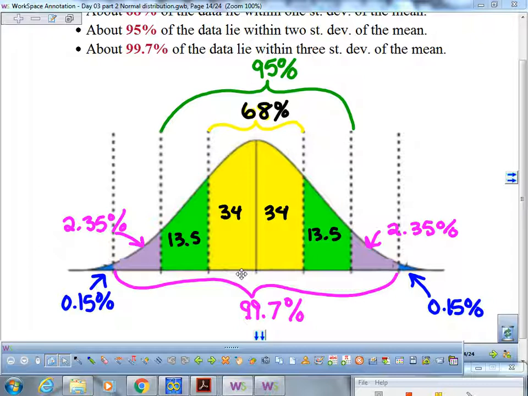Okay so far? Anybody need me to restate that? You're just subtracting. The whole thing is 100%.